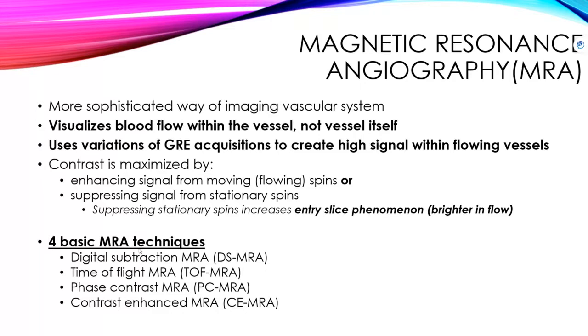So the 4 types of MRA techniques that we use are digital subtraction MRA, and I've just provided the abbreviations because these are really what you'll see on the consoles and also on your registry. This might be what they say, DSMRA, rather than digital subtraction. So just be familiar with the abbreviations. Digital subtraction MRA, time of flight MRA, phase contrast MRA, and contrast enhanced MRA. So we're going to talk about each of these right now.